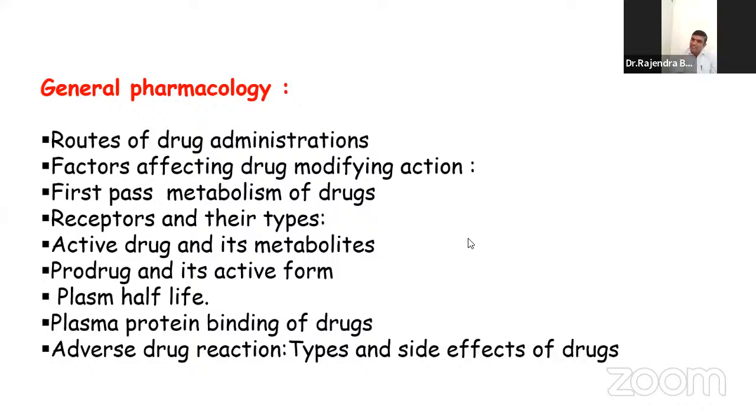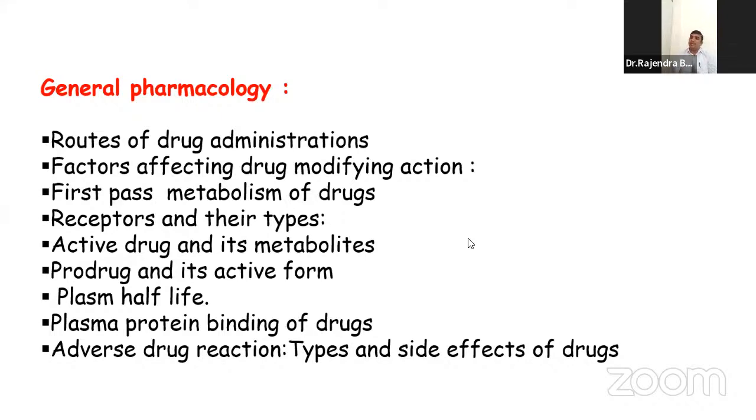Nifedipine is a drug which is administered orally in the treatment of angina pectoris. Transdermal patches of nifedipine are also available in the market. Nifedipine is a drug which also acts as a vasodilator. So this is about nifedipine.